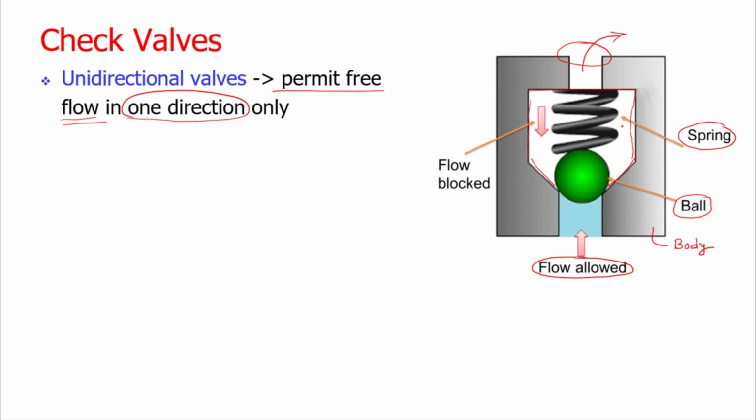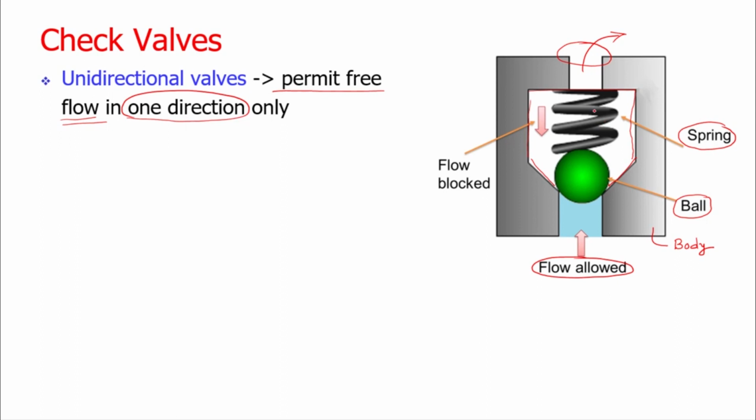The spring is having sufficient stiffness to apply a force on the ball, and the ball is seated at the inlet of the valve. So in normal condition, the valve is closed. In the normal condition, the valve is in off position. So it is not allowing the fluid to enter if the fluid pressure is low, at atmospheric pressure, or less than the pressure applied by the spring itself.